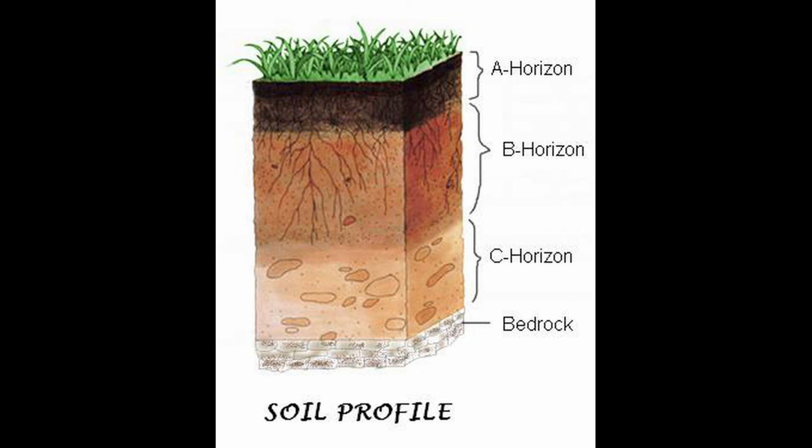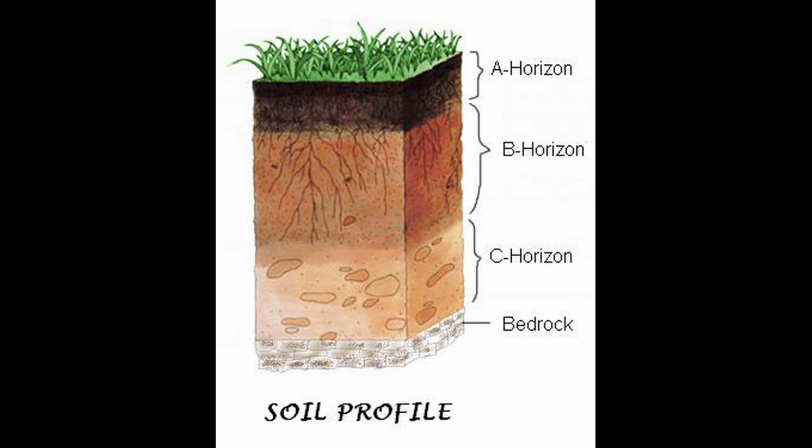Next layer is B horizon. This next layer has a lesser amount of humus. So below the A horizon, there will not be that much humus and minerals. So humus will be less in that second portion, B horizon, and the layer is generally harder and more compact, and that is known as the B horizon, the middle layer.